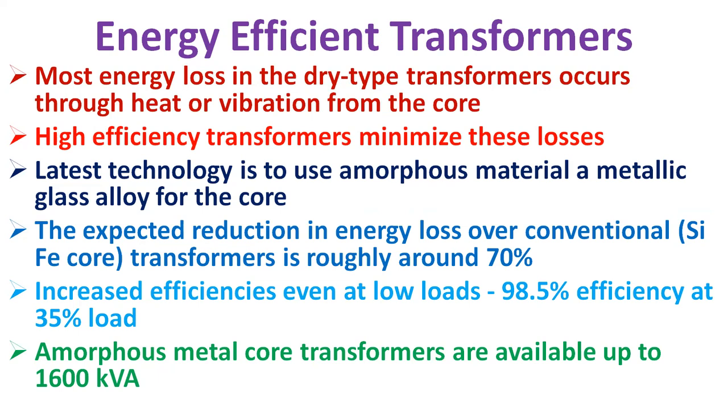Electrical distribution transformers made with amorphous metal cores provide an excellent opportunity to conserve energy right from the installation. Though these transformers are a little costlier than conventional iron core transformers, the overall benefit towards energy savings compensates for the higher initial investment. At present, amorphous metal core transformers are available up to 1600 kVA.